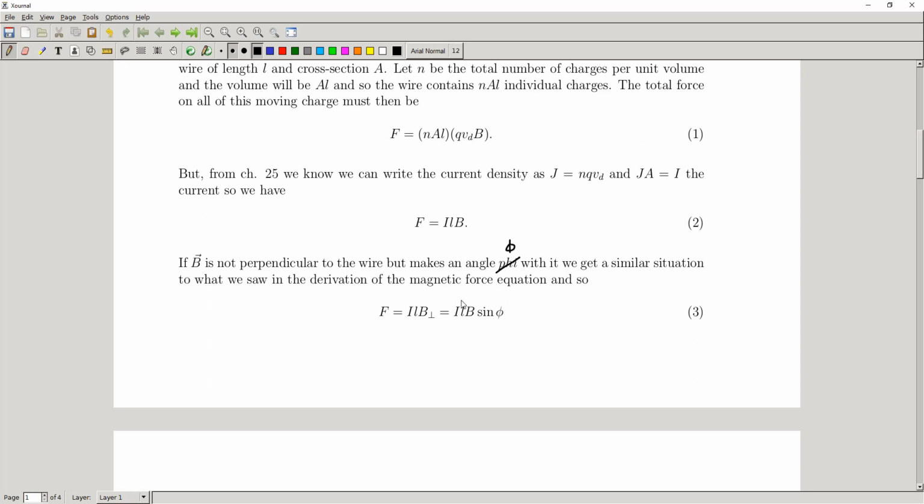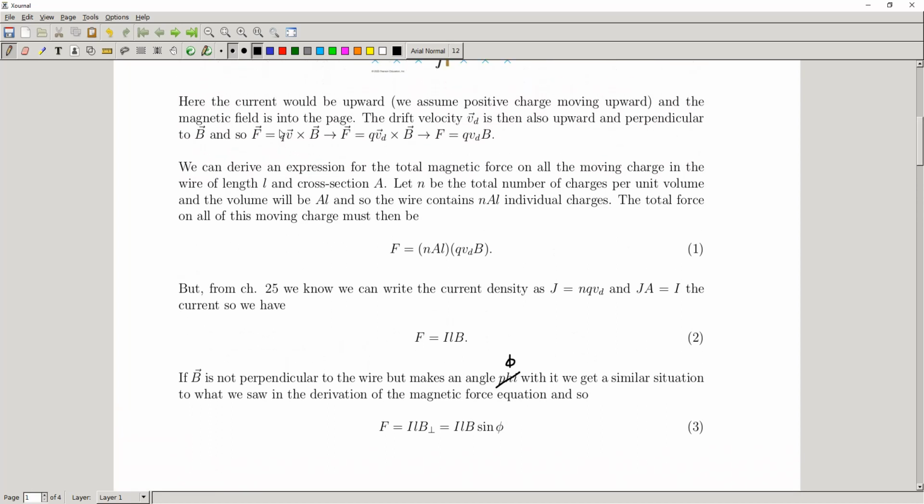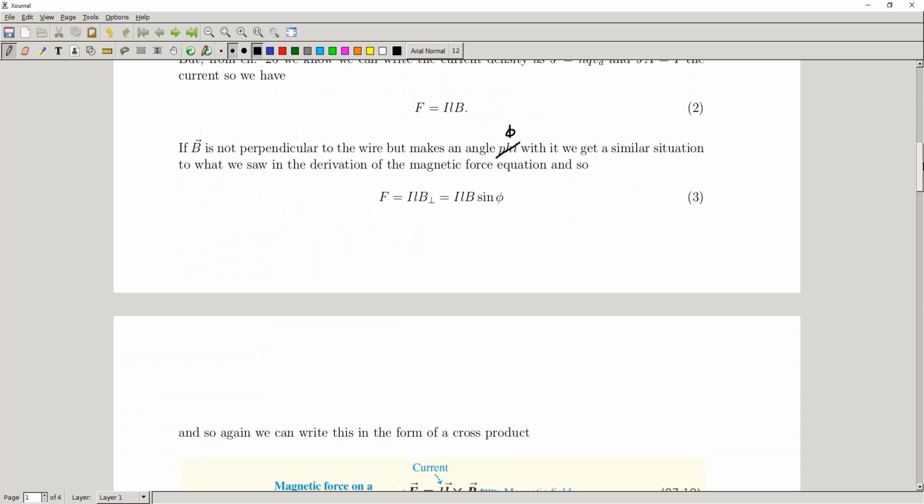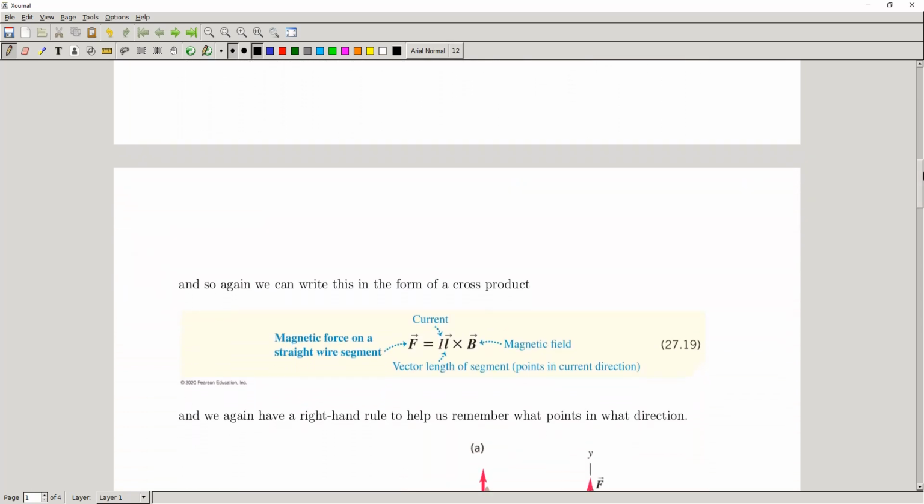But this looks very much like our earlier expression for the magnetic force on a single charge. We have to remember that we were able to write that expression with a sine in it, but it's really just hiding a cross product inside it, right? So if we consider cross products, it allows us to write down the expression as a full vector expression like this. This is really the expression we want to take forward for the force on a current carrying segment of wire, right?